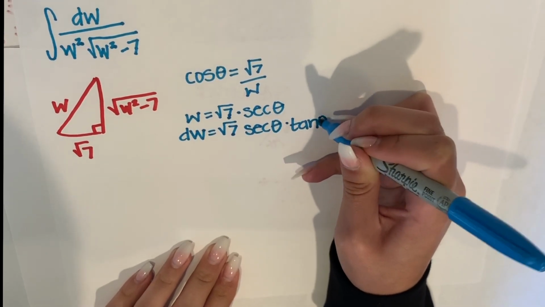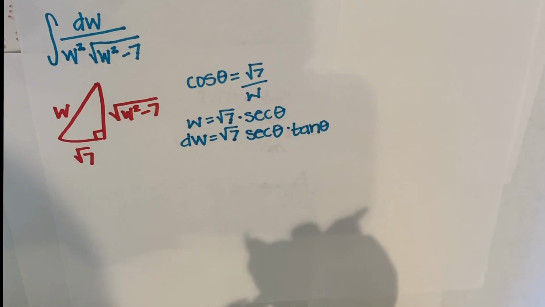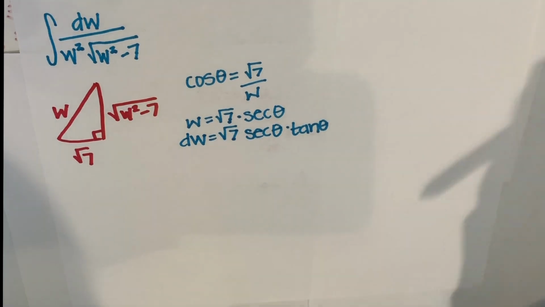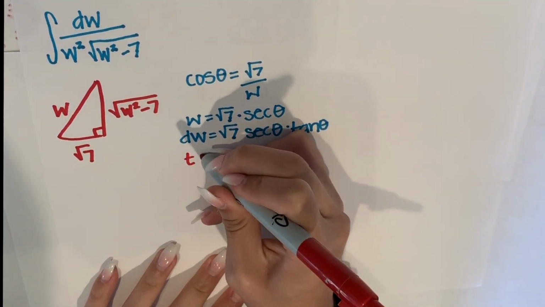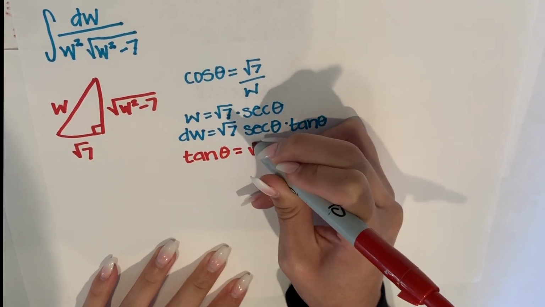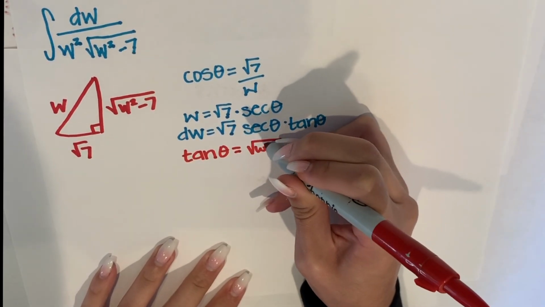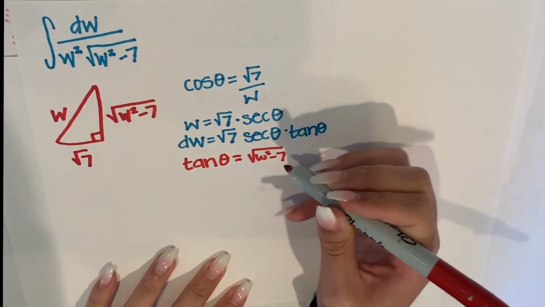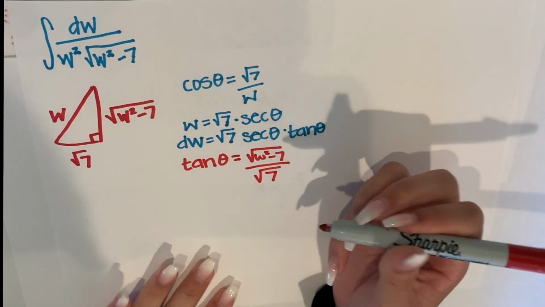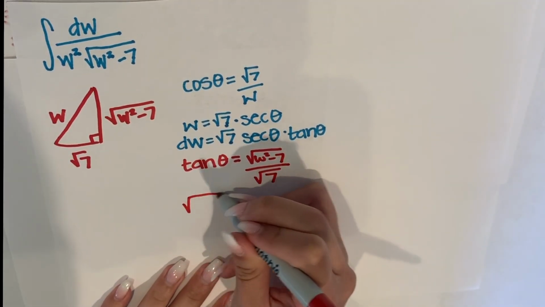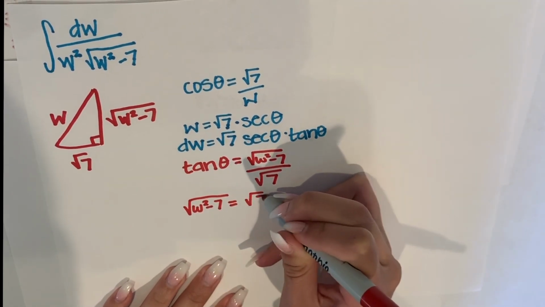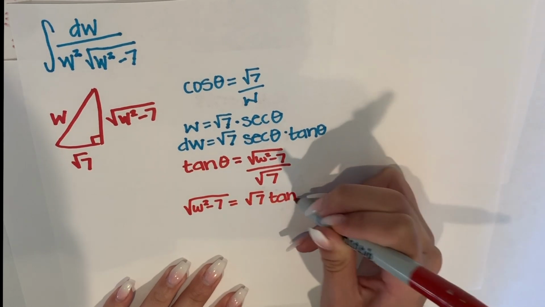Now we're going to be using tangent of theta. So tangent theta equals the square root of w squared minus 7 over square root of 7. Now we need to solve for square root w squared minus 7, which equals the square root of 7 times tangent theta. Now we can substitute.